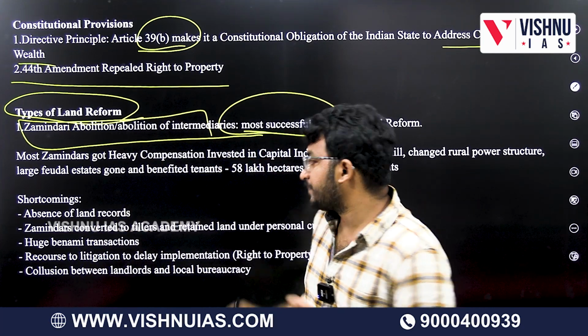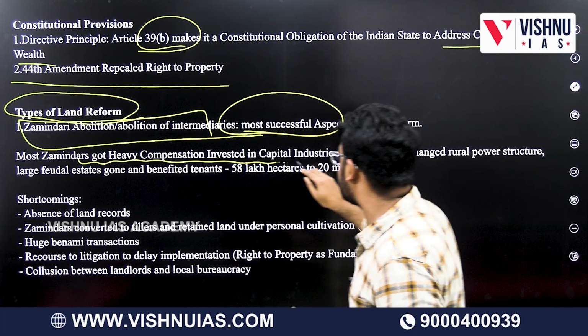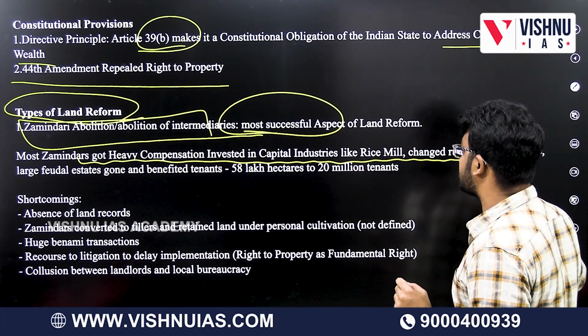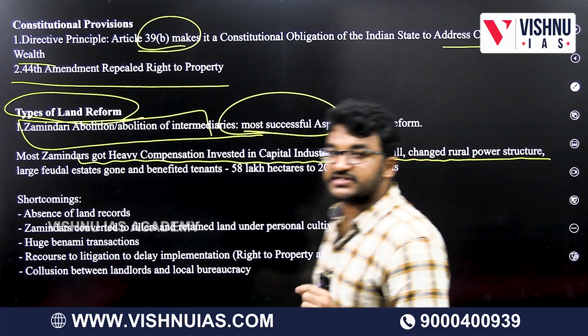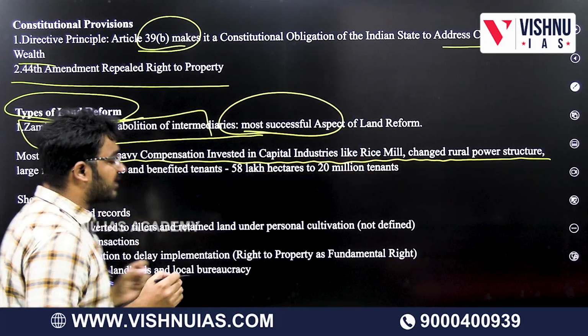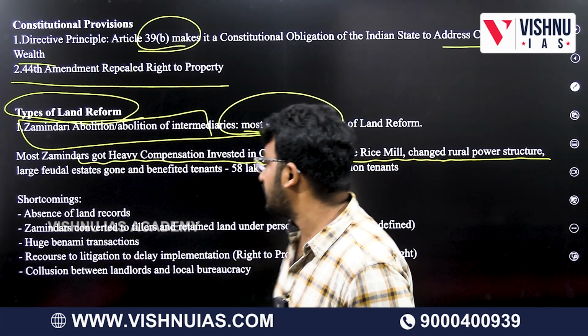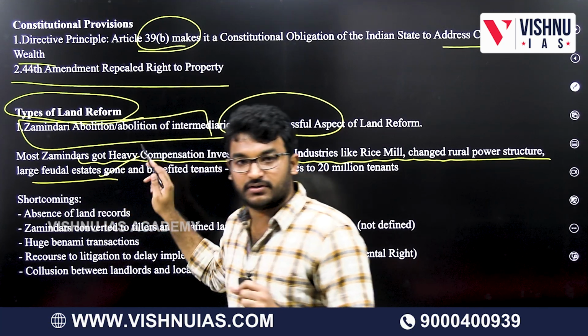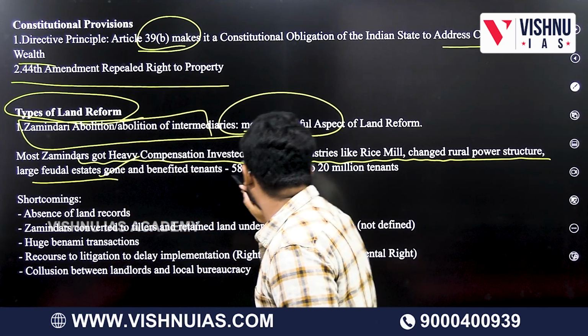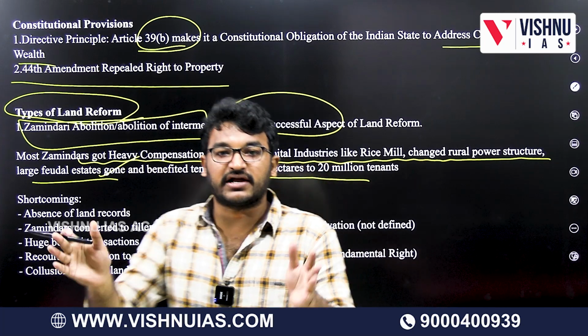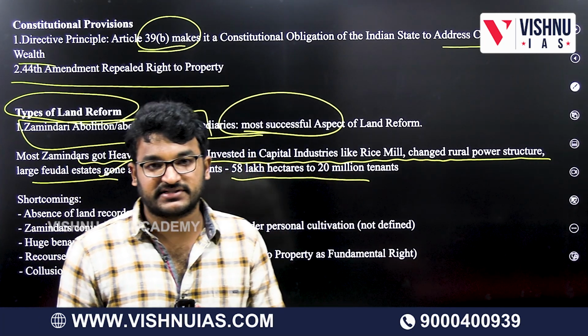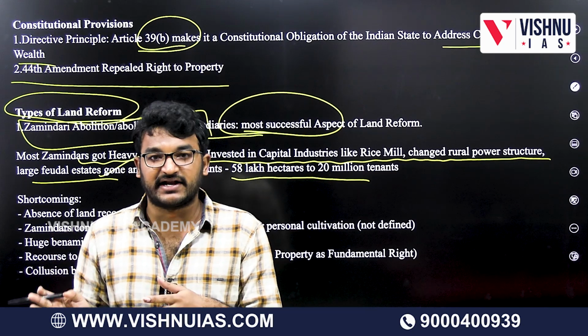Why? Because most Zamindars got heavy compensation to invest in capital industries like rice mills. This also changed the rural power structure. And the major success here is that large feudal estates have gone and 58 lakh hectares have been given to 20 million tenants. So, in this way, distribution of land had happened.